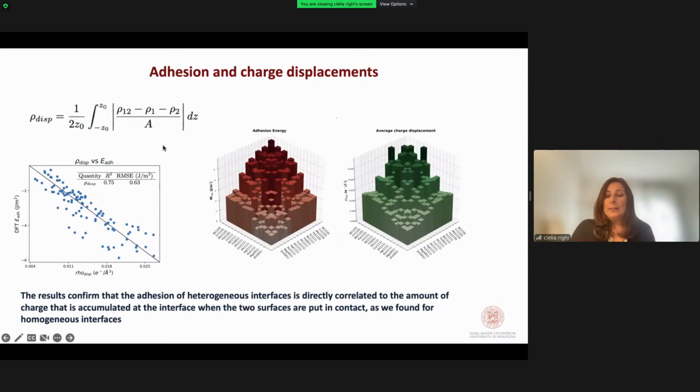We analyzed if the relation that we found for homogeneous interfaces between the charge displacement and the adhesion energy holds true also for heterogeneous interface. And this is the case, as you can immediately notice by comparing these two graphs, where we reported again the adhesion energies and the calculated charge displacement as described by this formula. And this is also visible in this plot where the correlation index is 0.75. So these results confirm that the adhesion of heterogeneous interface is directly correlated by the amount of charge that is accumulated in the interface when the two surfaces are mated, as it happened for homogeneous interfaces.